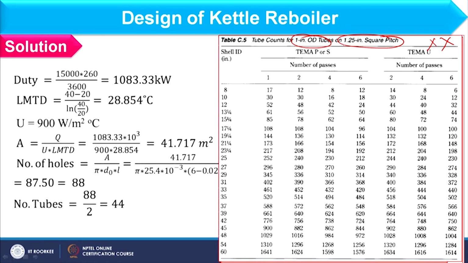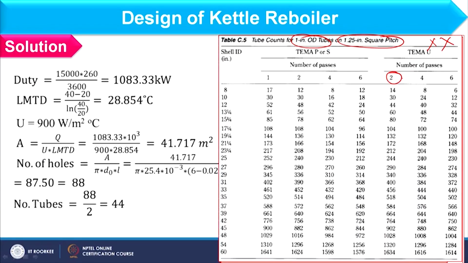Let us see the actual tube count in this table. Here I am having U tube, and the number of tubes we have obtained is 44, and passes are 2. In this case, whatever number of tubes we have calculated, the same number of tubes is available in a standard table. Otherwise, whatever number of tubes you obtain, just take the next value which is available in this table, meaning table C series.